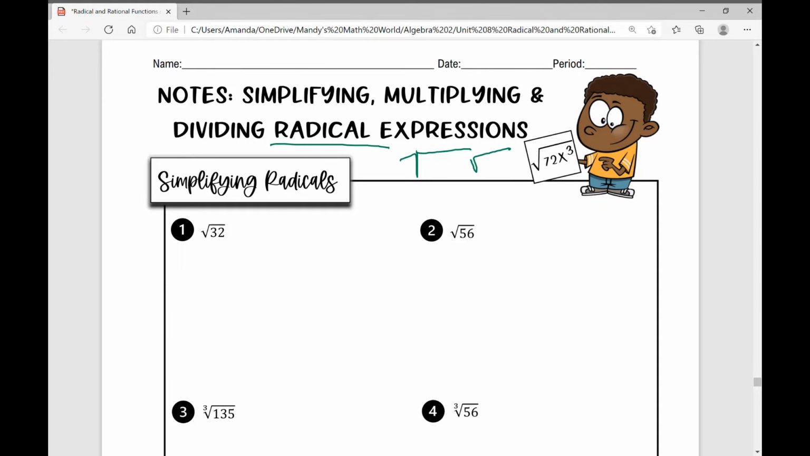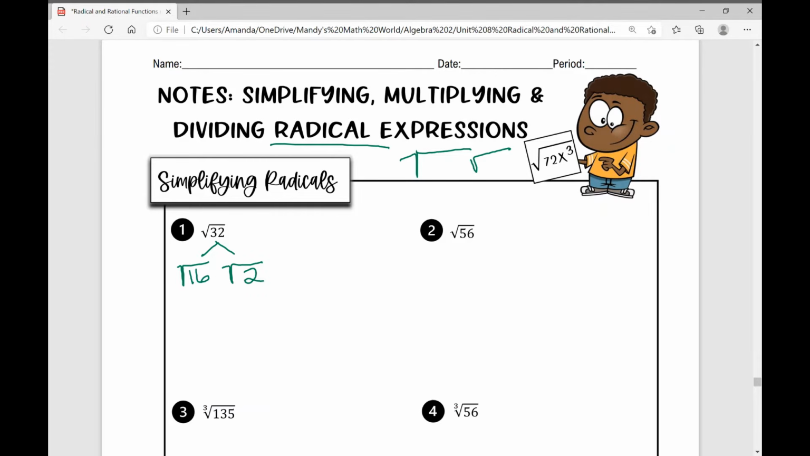What I like to do in example number 1, I'm finding the square root of 32, and I want to break it down to its simplest form. The first thing I'm going to do is find the biggest perfect square that goes into 32 a whole number of times. So 32 is divisible by that perfect square. The biggest perfect square that goes into 32 is 16. 16 times what is 32? 2. So I rewrite the square root of 32 like this: the square root of 16 times the square root of 2.